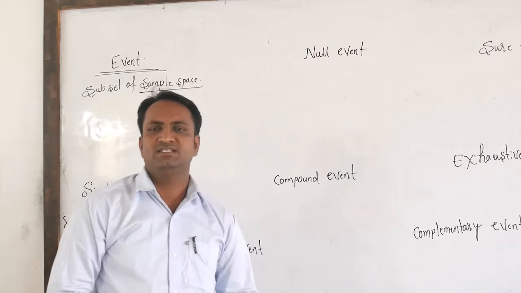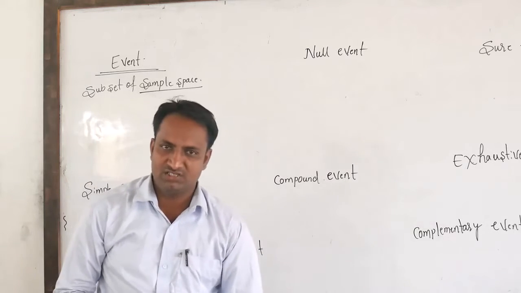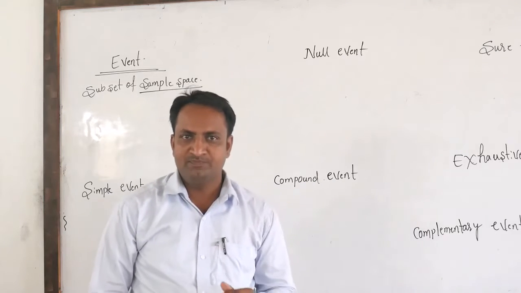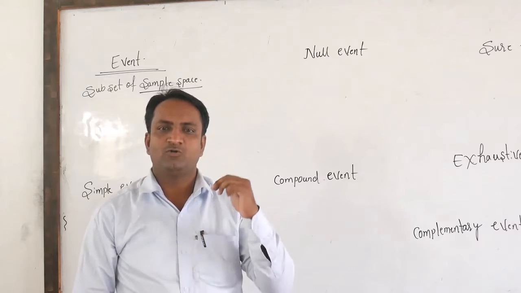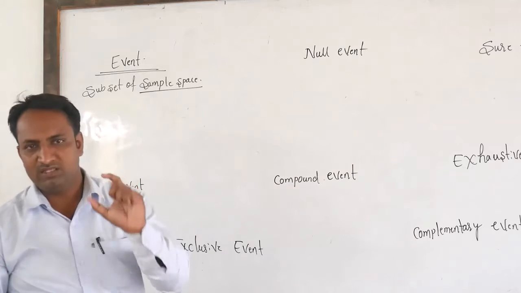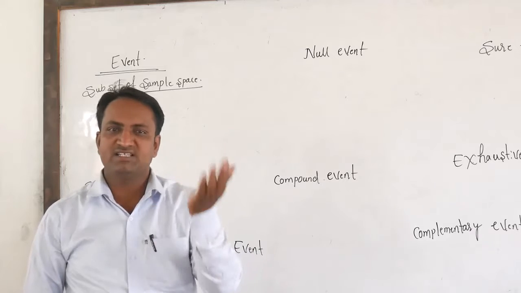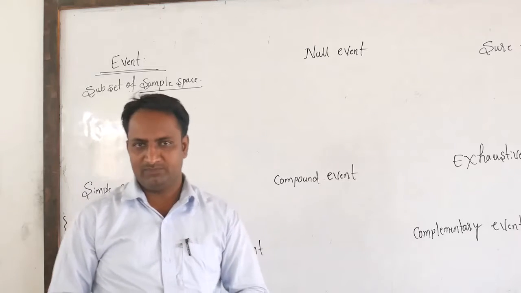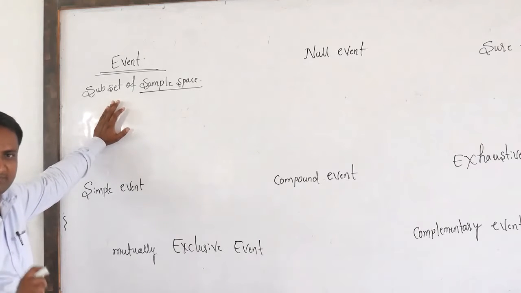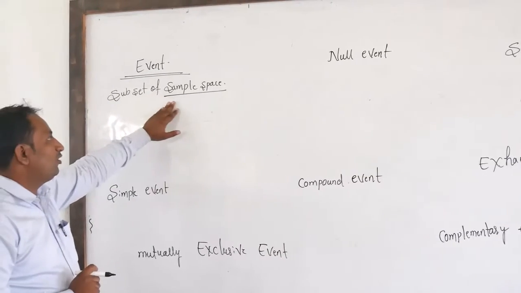Random experiment means an experiment that satisfies two conditions. One, it has more than one possible outcome. Two, the outcome is not predicted in advance. The experiment should have more than one possible outcome, and the result should not be known to us in advance. That type of experiment is called a random experiment.